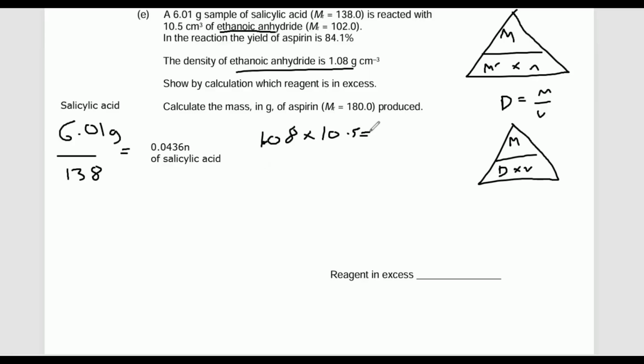That should be 11.34 grams. Now that I've got the grams of ethanoic anhydride, I can divide that by the Mr and that will give me the moles. So I'm going to divide it by 102, which is the Mr of ethanoic anhydride, and that's going to give me the moles of ethanoic anhydride. And I've got 0.1111, whatever, 8 moles. Now, do I have to put all of that? Well, again, you could do some rounding, so just check.